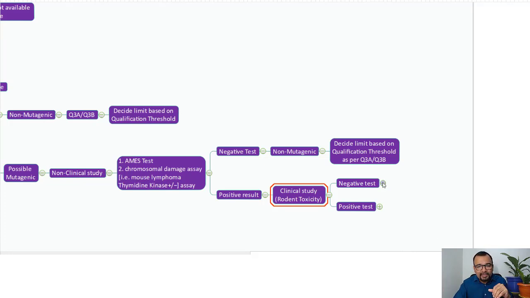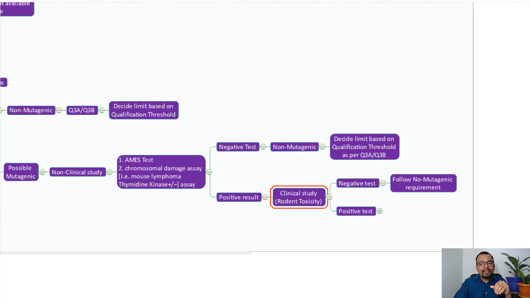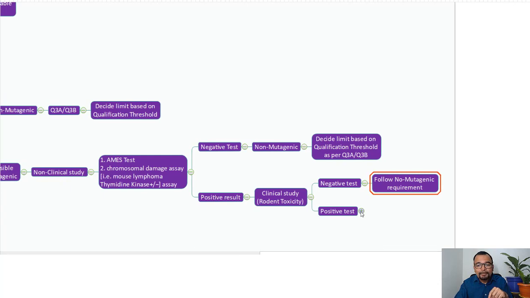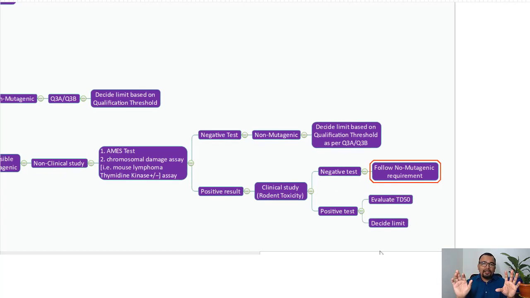In that case, if the test comes out negative, then this becomes a non-mutagenic impurity, and you can go back and follow the guidance given in ICH guideline Q3A for API and Q3B for drug product. But if the test comes out positive, now this is a possible human mutagenic impurity. So in that case, you have to evaluate the TD50, and based on the TD50 value, you can decide the limit or the acceptable intake.